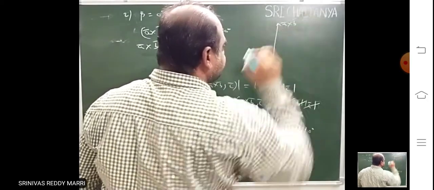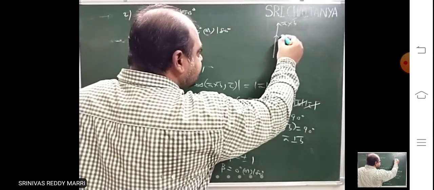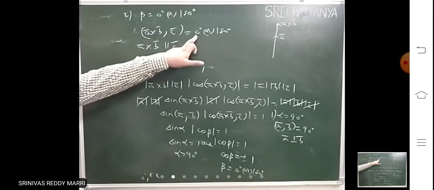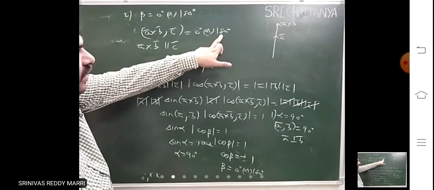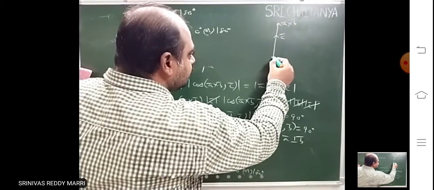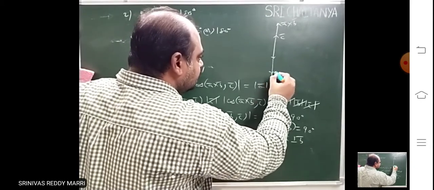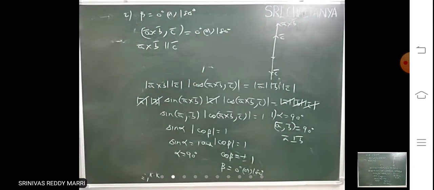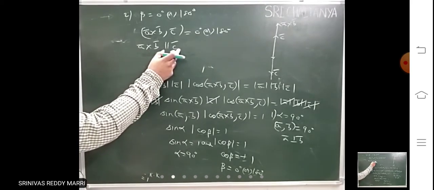A cross B, let us say like this. Then C bar, if it is in this direction, then the angle will be 0. The angle between two vectors being 0 or 180 means these two vectors will be collinear. C bar can be in that direction or C bar can be in this direction. That means A cross B will be collinear with C bar.